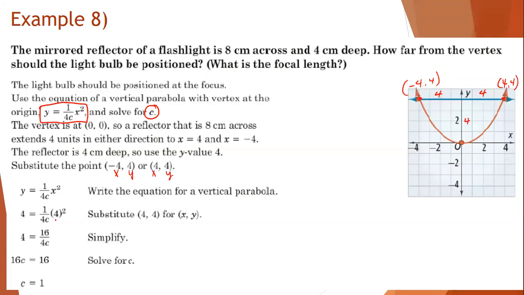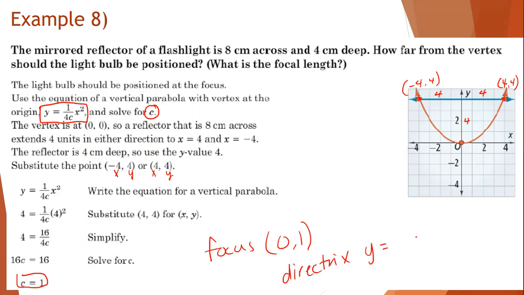We simplify, 4 squared becomes 16. And then we solve for c. And we got 1. So c equals 1. And our focus would be at 0, 1. And if it asks for our directrix, it would be at y equals negative 1.